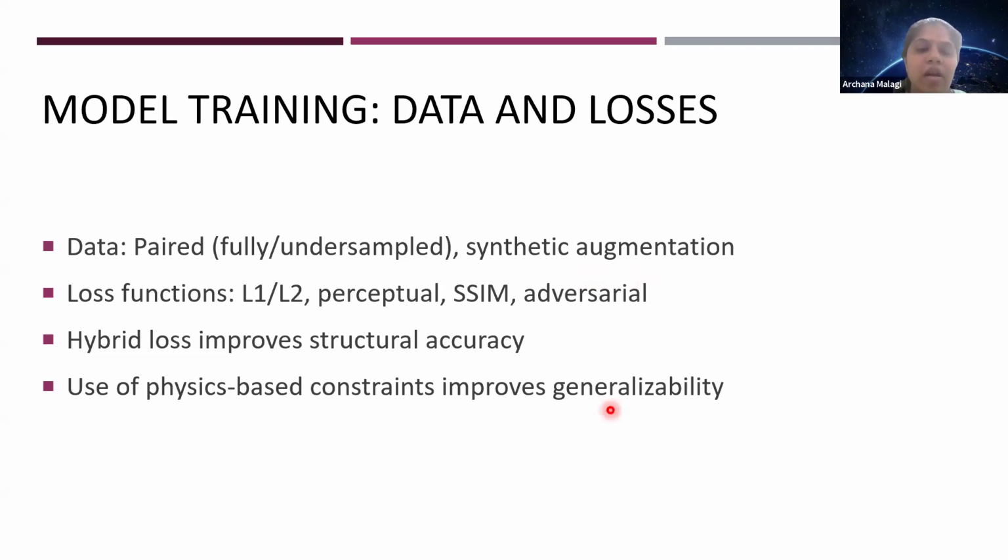And you can also use a hybrid loss, where you use L1, L2, SSIM, perceptual together to get better accuracy. And physics-based constraint means that you apply a mathematical equation, for example, how you get from k-space into imaging space. That is a mathematical equation which you put into the training, and then you can get more realistic images.